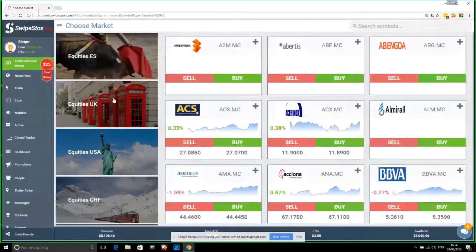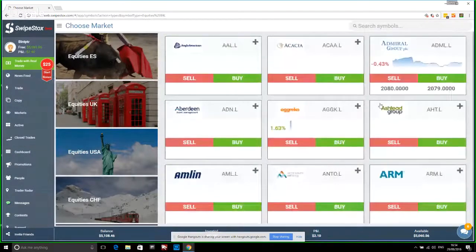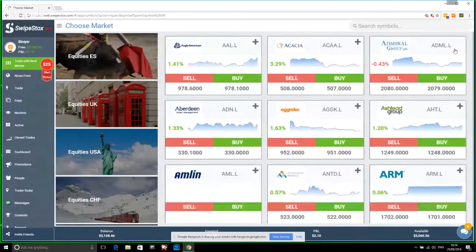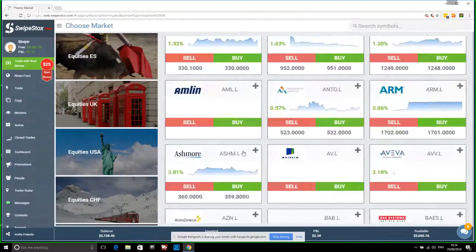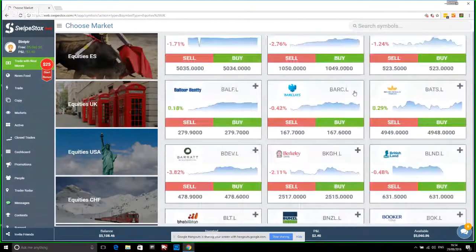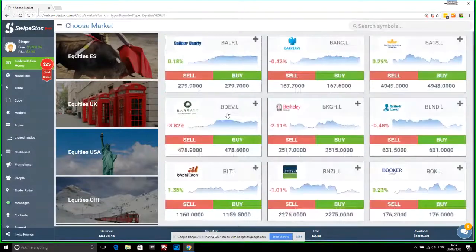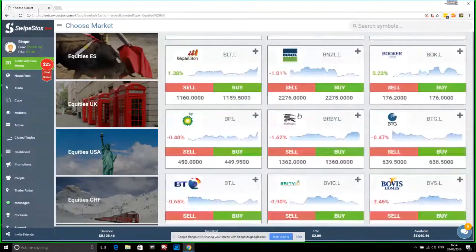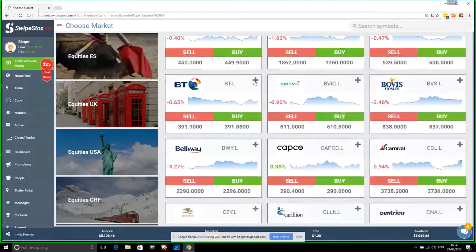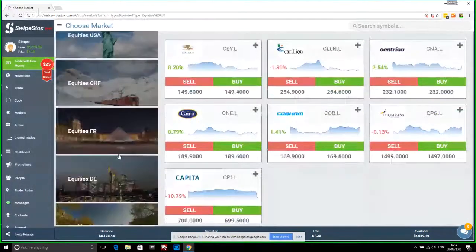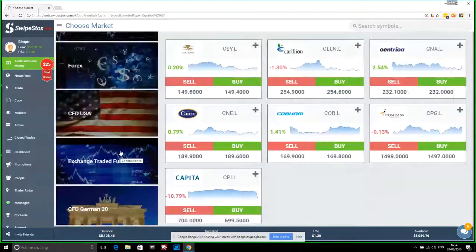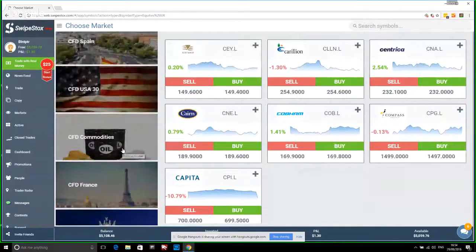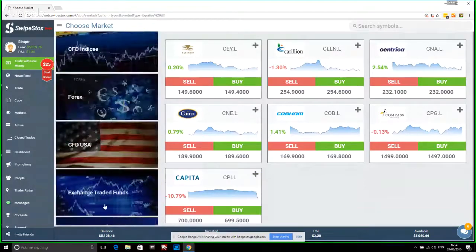Let's add something from the UK. I'm a bit more familiar with them. Admiral Group. They might be already in my list. That's why it doesn't have a plus sign. Barclays is probably there as well. Let's look for something, BT. Let's add BT. But you can also look for not only shares, but let me see where the commodities are.